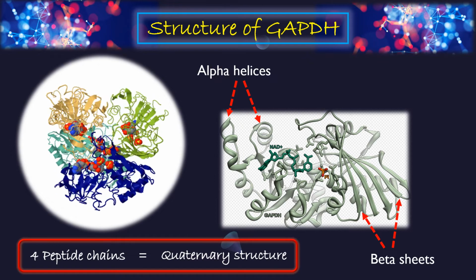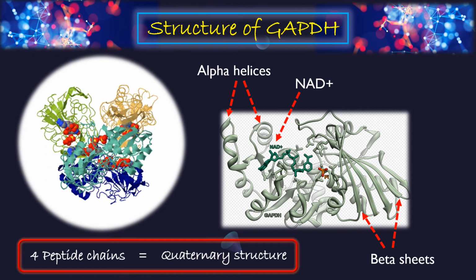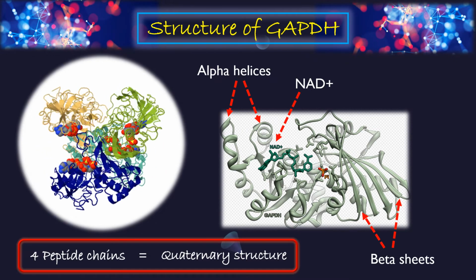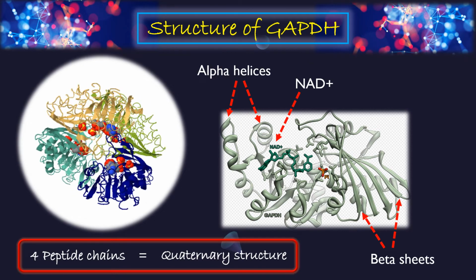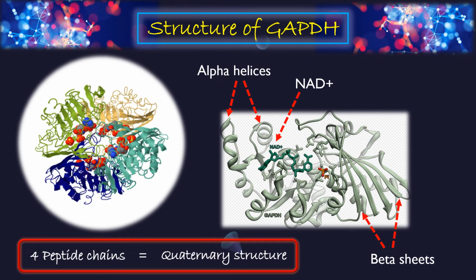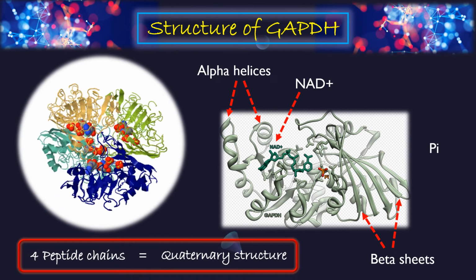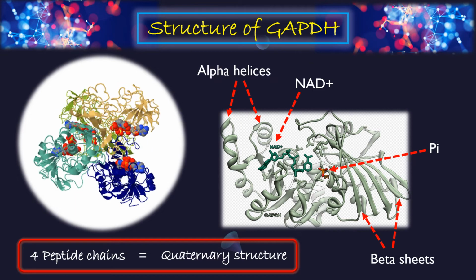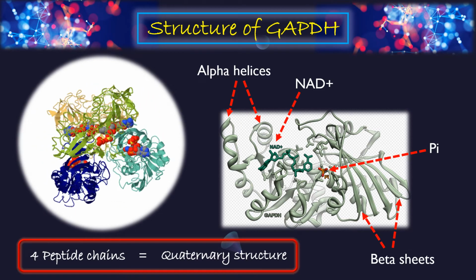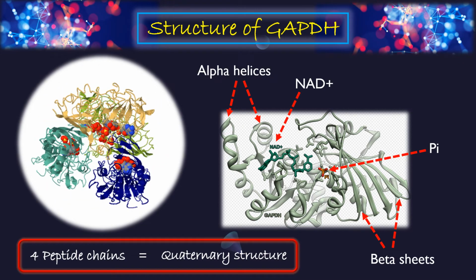Within this protein are some NAD+ molecules. NAD is a coenzyme that participates in reactions. NAD+ is the oxidized form of NAD and is an electron carrier or energy storage molecule in the low energy state. This protein also contains the inorganic phosphate molecule, Pi, which plays an important role in the formation of ATP, which is the ultimate energy carrying molecule in our body.